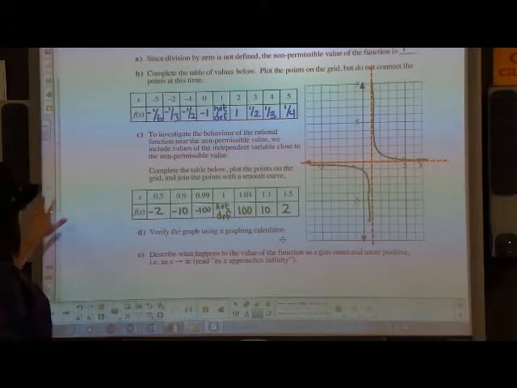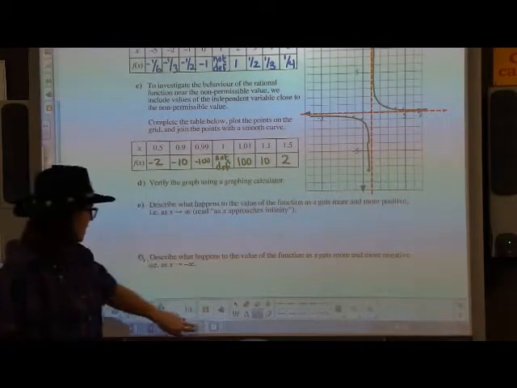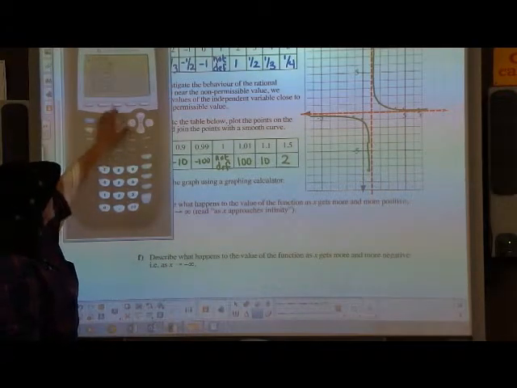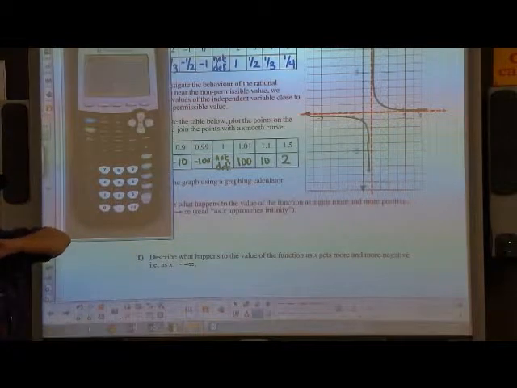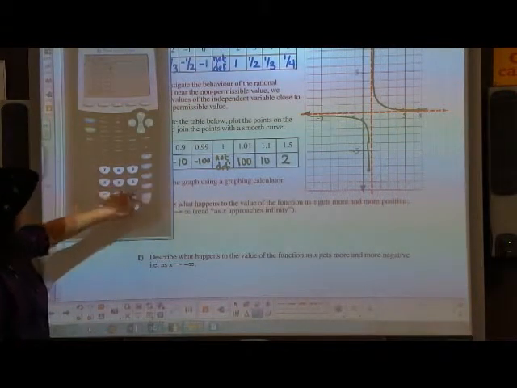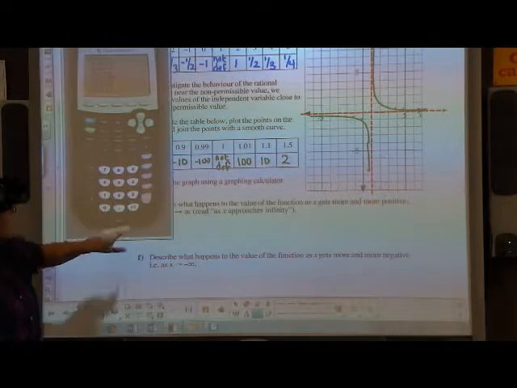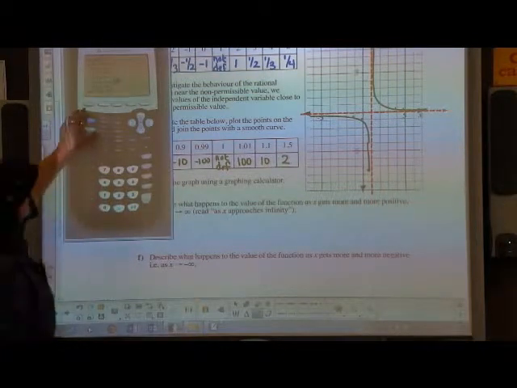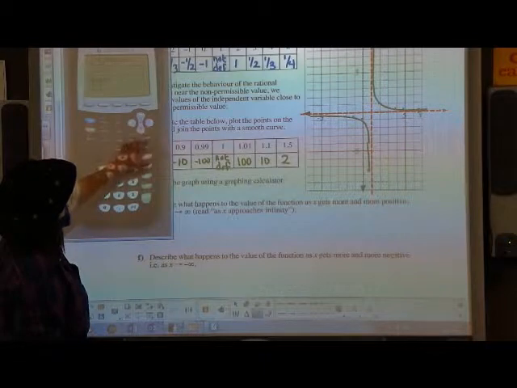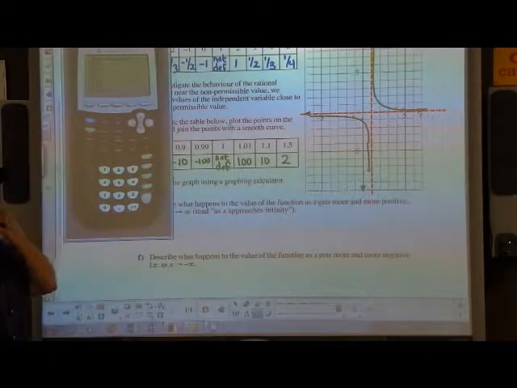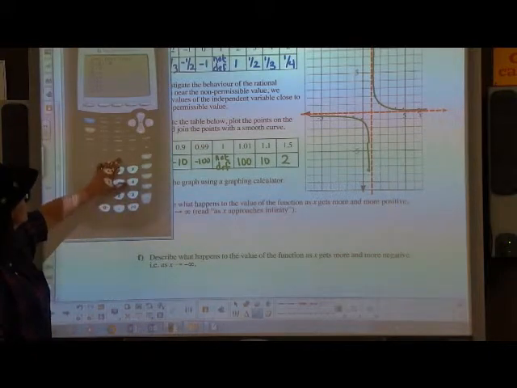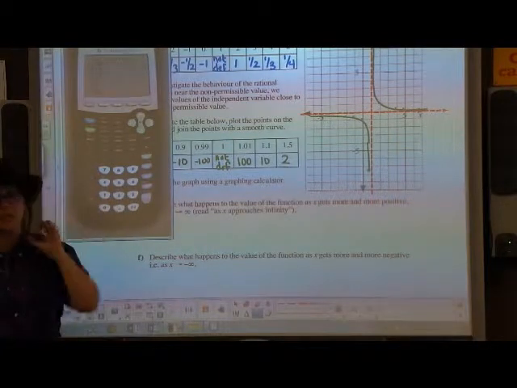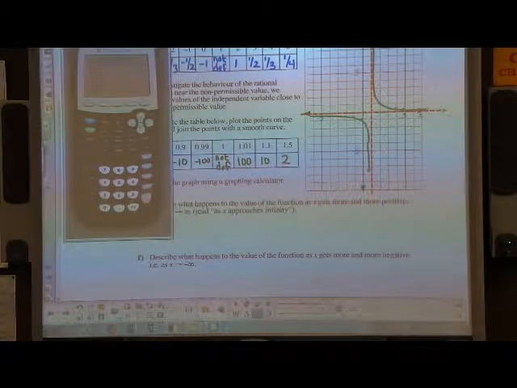Question E says, describe what happens to, or sorry, verify using a graphing calculator. So if I was to put this into my calculator, my window settings, if I follow what's on the board, it looks like it's going from -7 to +7, and then from -10 to +10. When I put in my y1, I clear what I have there. So this is 1 divided by bracket x minus 1. Now, depending on the configurations of your calculator, this is what some of your calculators might do.